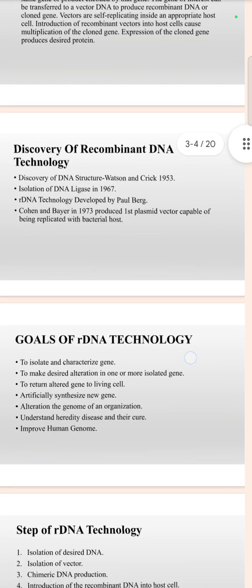Next we are going to learn the discovery of recombinant DNA technology. The DNA structure was first described by Watson and Crick in the year 1953. The isolation of DNA ligase was in the year 1967. rDNA technology was developed by Paul Berg, Cohen and Boyer in 1973, with the first plasmid vector capable of being replicated in a bacterial host.